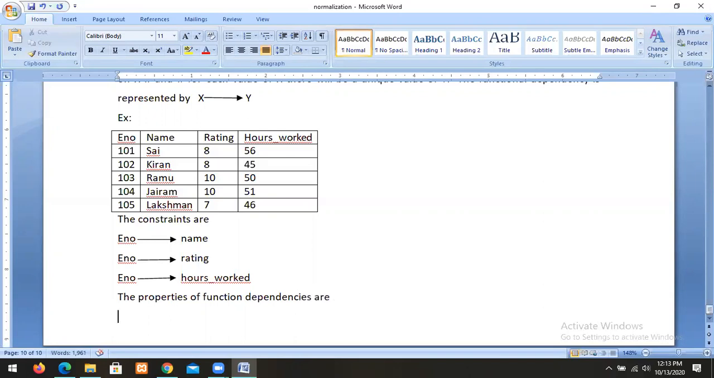There are some properties of functional dependencies. One is reflexive. What does reflexive mean? If X is a superset of Y.